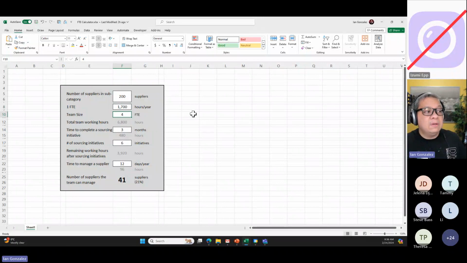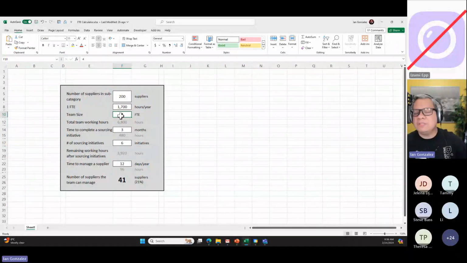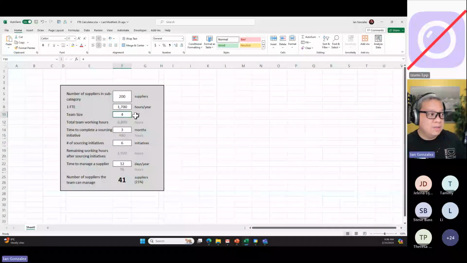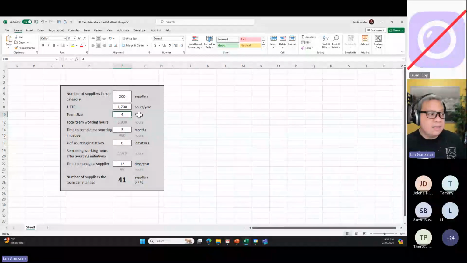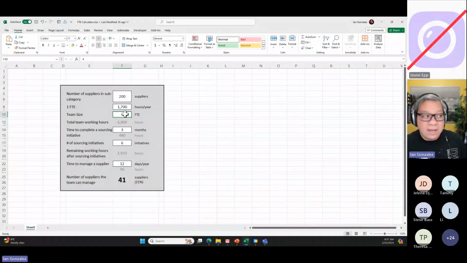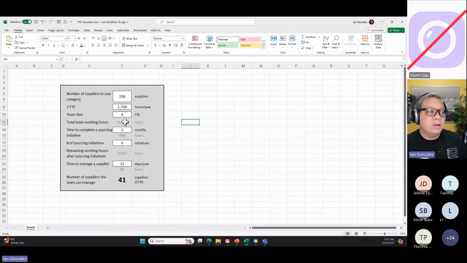Now, if there are people in your team who are, let's say, half an FTE, because maybe he's the manager and the manager splits his time 50% on managing people and only 50% managing contracts and suppliers, it's okay to put decimal places here. So that's what FTE means. It does not mean literal people, literal bodies. It's about people's time. The math here will automatically calculate how many hours your team can work on managing suppliers.